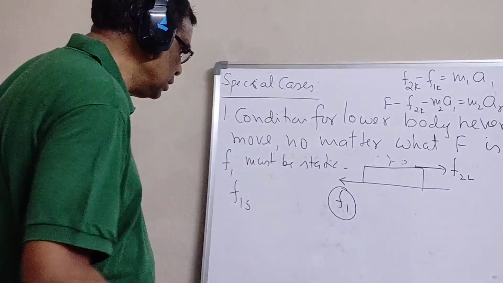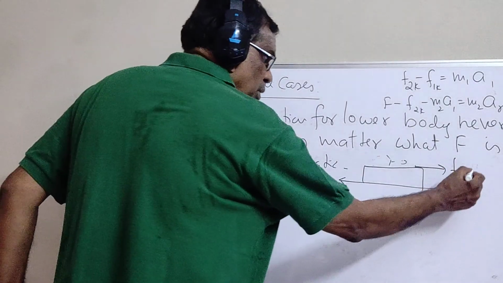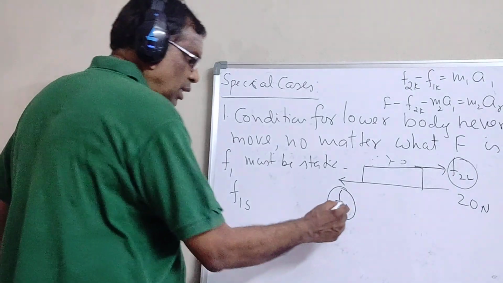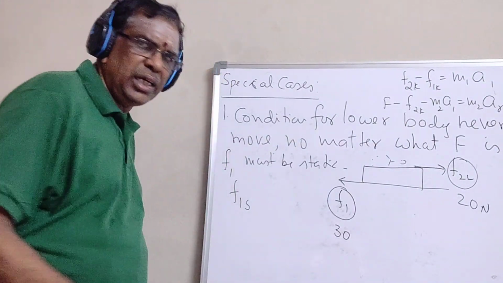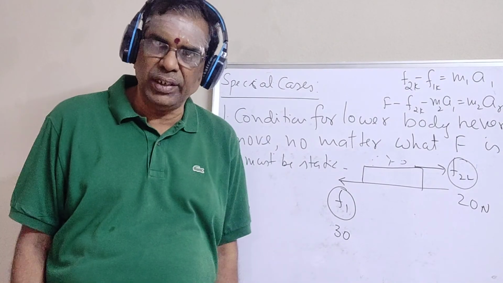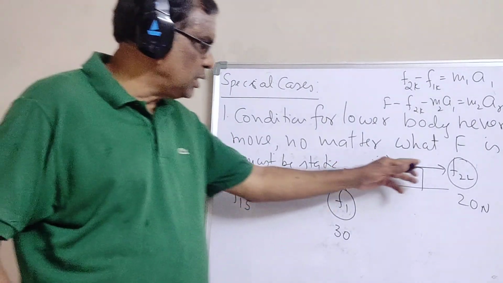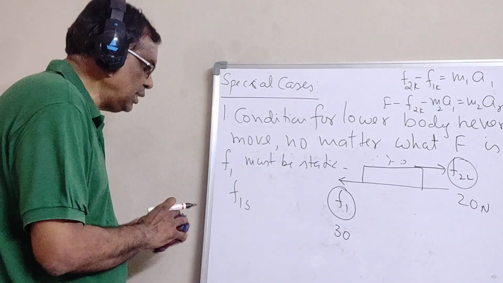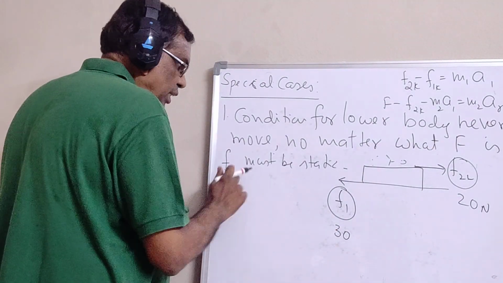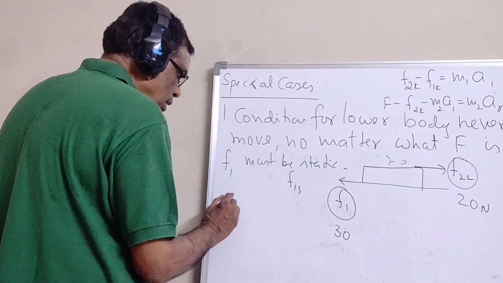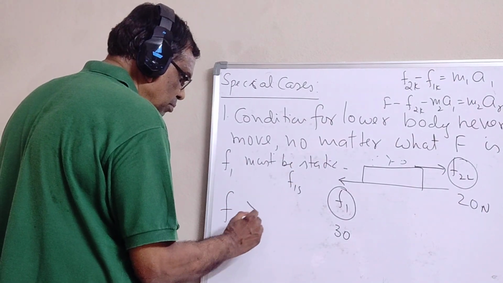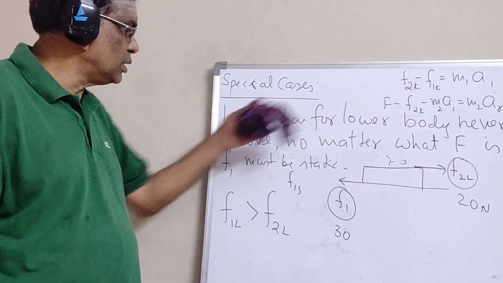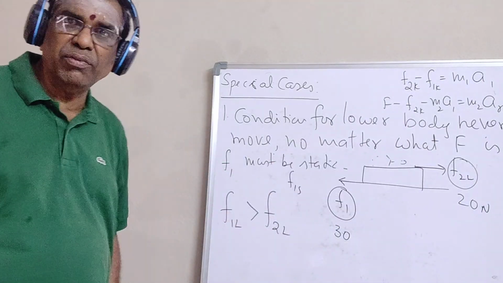What do you mean by that? Suppose the limiting frictional force here is 20 newtons. Here the limiting frictional force must be say 30, 40, 25 likewise. Then this cannot be more than this. So that means F1L must be greater than F2L. This is the condition for the lower body never to go.